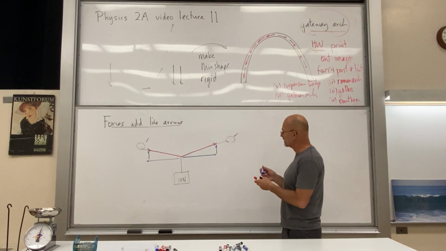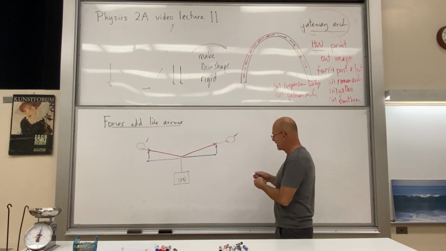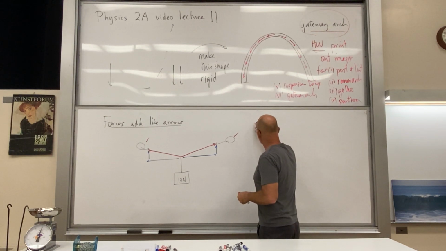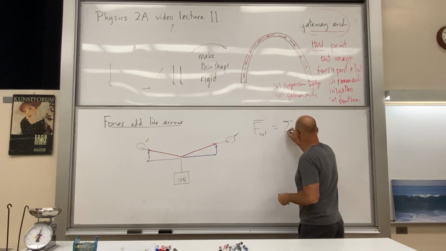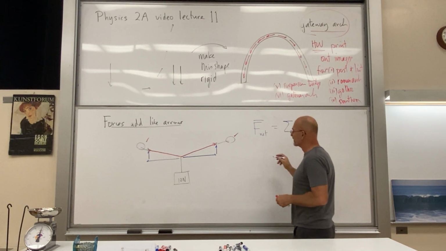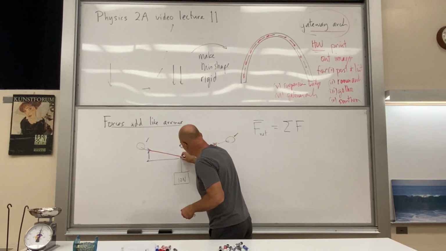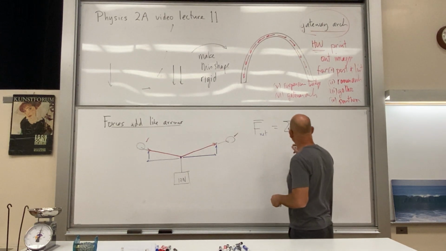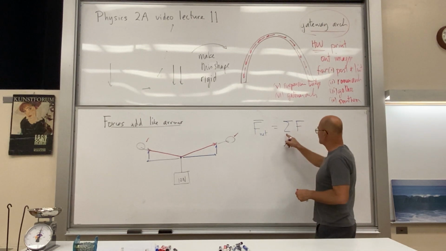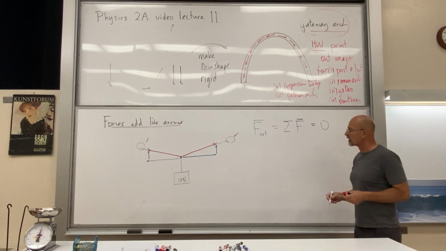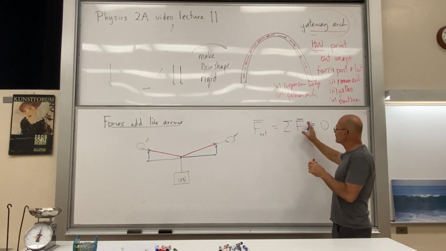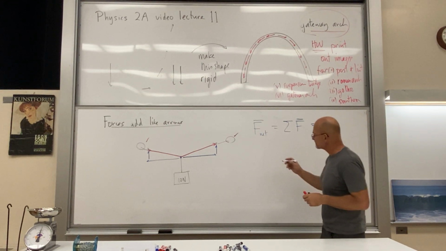Now the principle is that the net force, which is the sum of all the forces, and we're going to say acting right at that blue dot there, the sum of all those forces, that's Greek letter sigma, is equal to 0. That's when things are at rest. The net force is equal to 0 here.